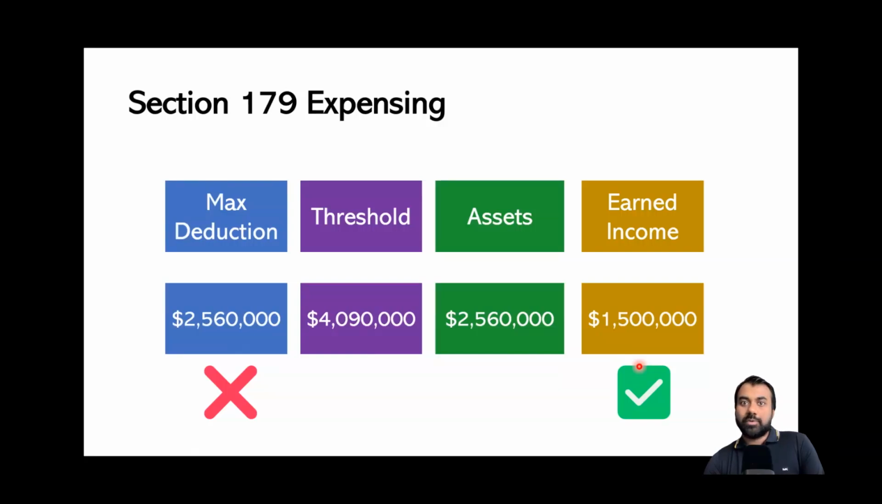So there are two things that we need to remember from Section 179 expensing. One is, are we putting in assets above the threshold or not? And then, what is our earned income? These two things will determine how much deduction we can take under Section 179.